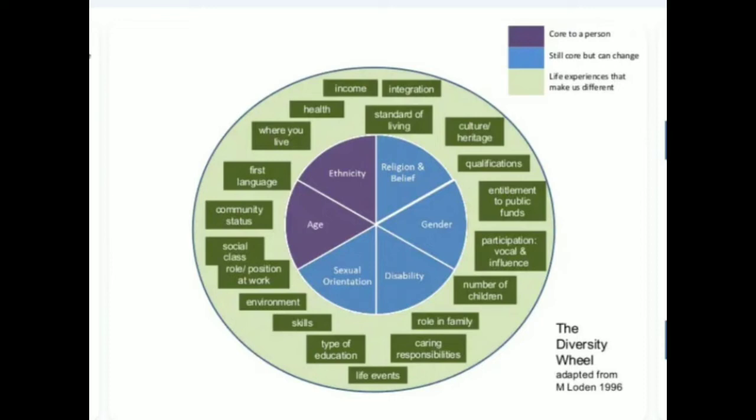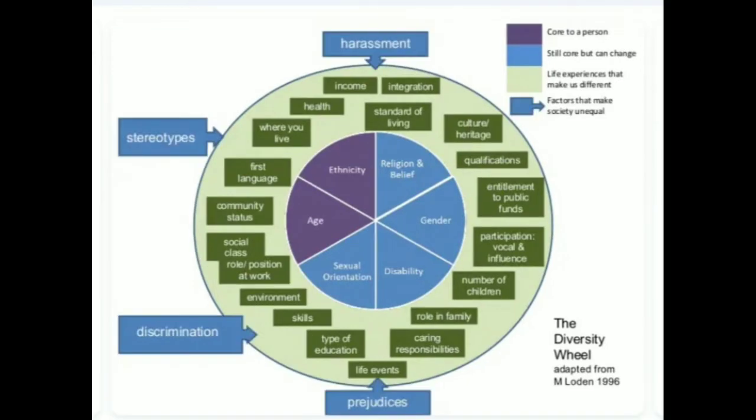public funds, participation, voice and influence, number of children, role in family, caring responsibilities, life events, type of education, skills, environment, role or position at work, social class, community status, first language, where you live, health. So these are the life experiences that make us different from each other. We have control over these experiences, which may or may not change over time. As you can see, there are also harassment, stereotypes, discrimination, and prejudice. So these are the factors that make society unequal.